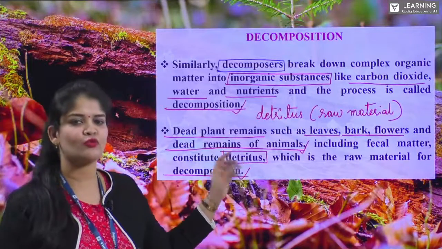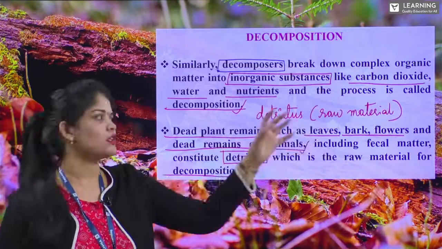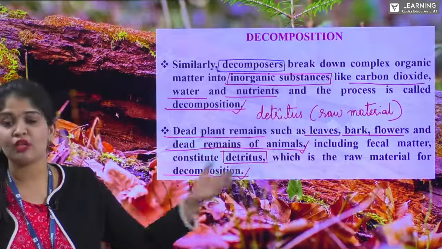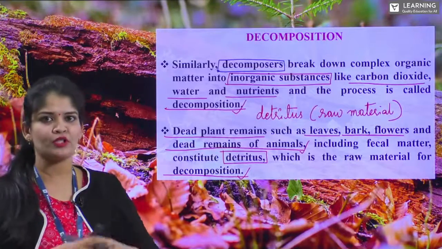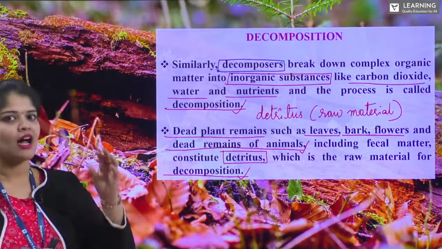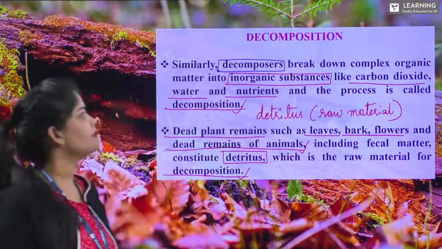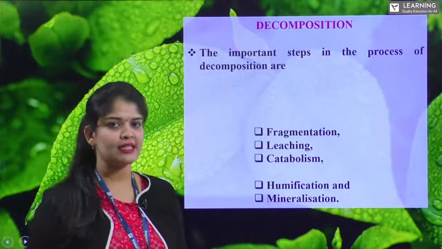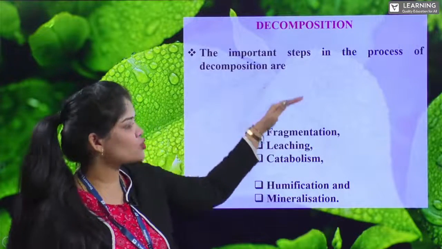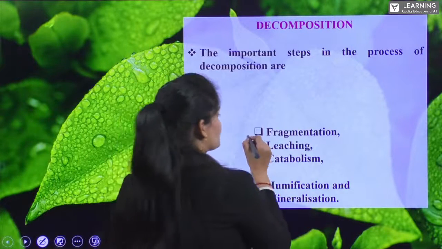Detritus is comprised of dried leaves, barks, flowers and the dead remains of animals, which also includes fecal matter. All this together composes detritus, and this detritus is the raw material for decomposition. Now, as we already said, decomposition includes so many steps. Here are the important steps in the process of decomposition.